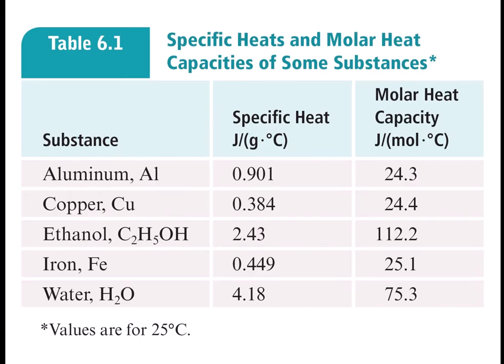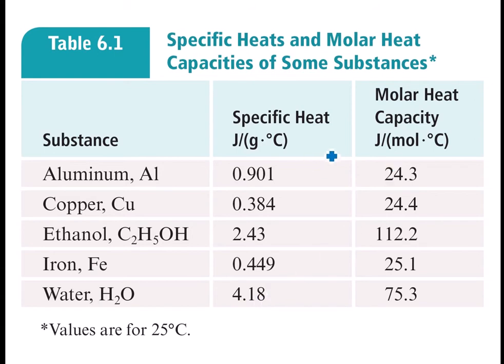Here are some of the other specific heats. These will all be given to you on the test. Aluminum and copper, of course, are low because they're metals, so they conduct heat very well. Ethanol and water are non-conducting, and so they're fairly high. And iron is also a metal, so it's low. So of these listed, it takes the most energy to heat water up than any of the others listed here.